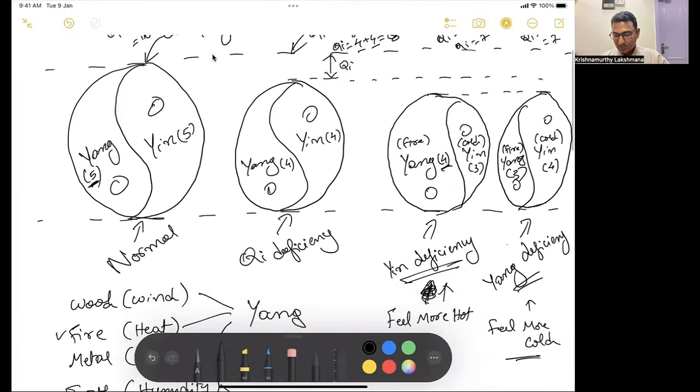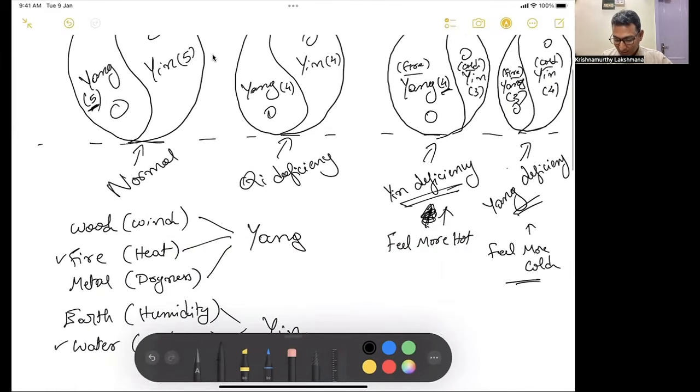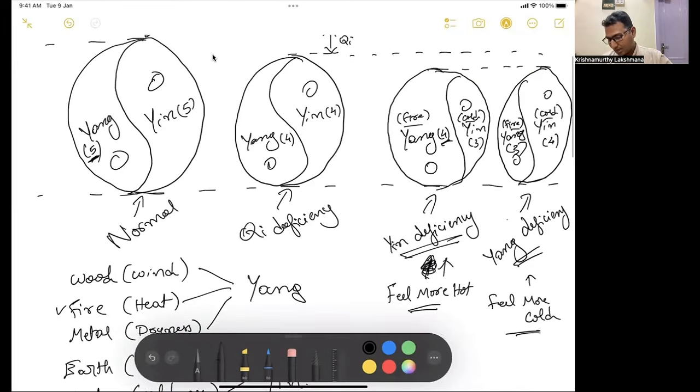Okay. So now just see this. Fire and cold. So which is more here? In yin deficiency, fire is more. So in yin deficiency, the person will feel more hot. And in this situation, what is more? Yin, cold is more and fire is less. So in yang deficiency, they will feel more cold. Is it making sense?